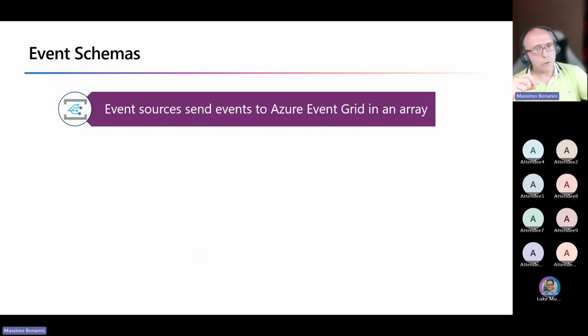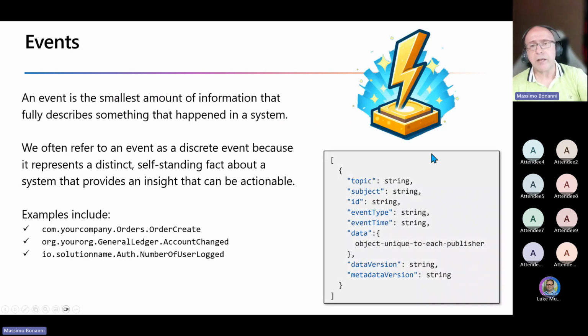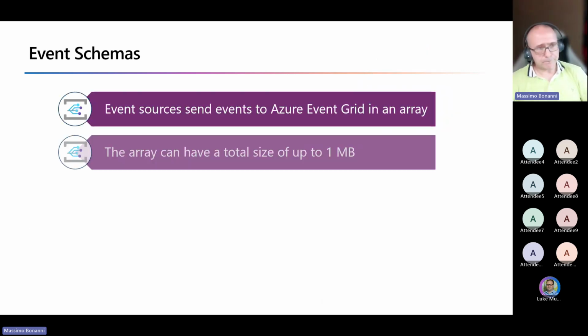Generally, when the source sends events to Event Grid, it sends events in an array. So again, this is an array, because you have the brackets of an array, even if the source produces only one event. You have an array of events. Okay, it's important.